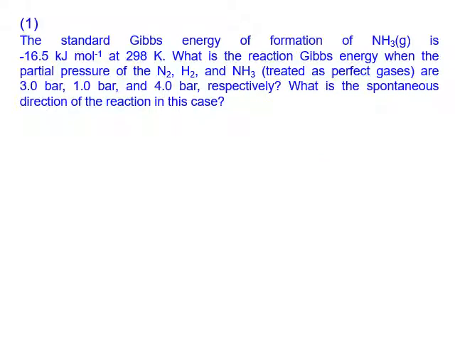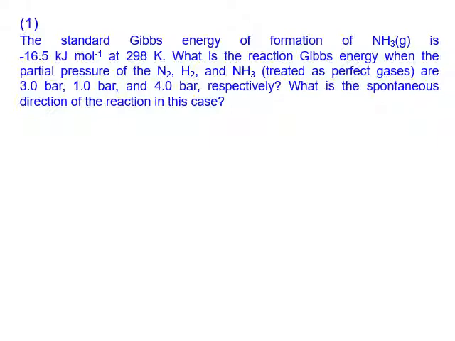Question number 1. The standard Gibbs energy of formation of ammonia is negative 16.5 kJ per mole at 298 Kelvin. What is the reaction Gibbs energy when the partial pressures of nitrogen, hydrogen, and ammonia are all given? What is the spontaneous direction of this reaction?